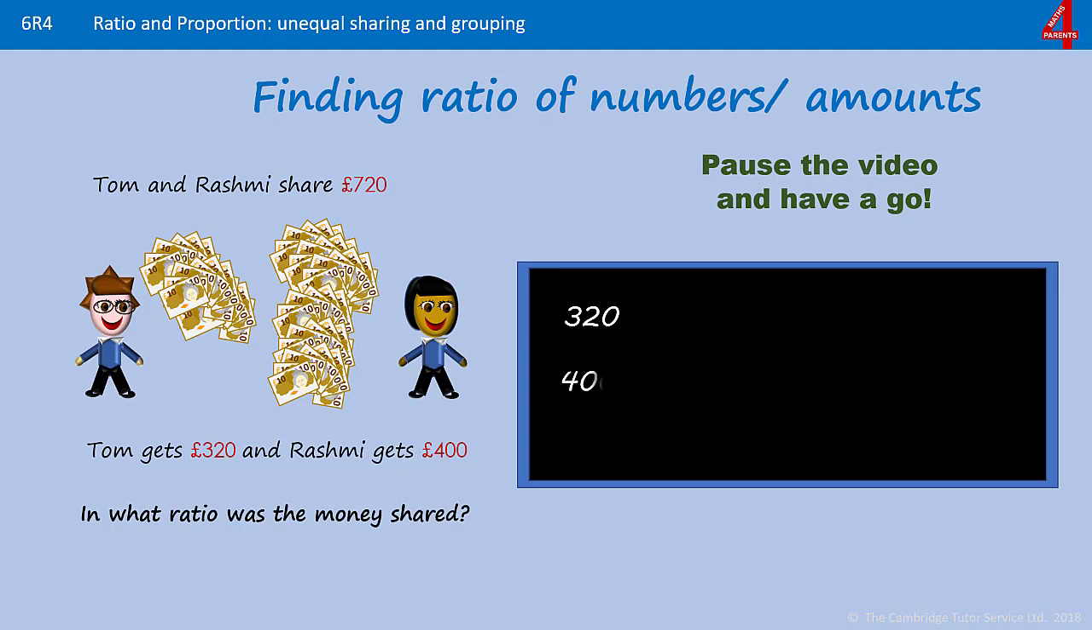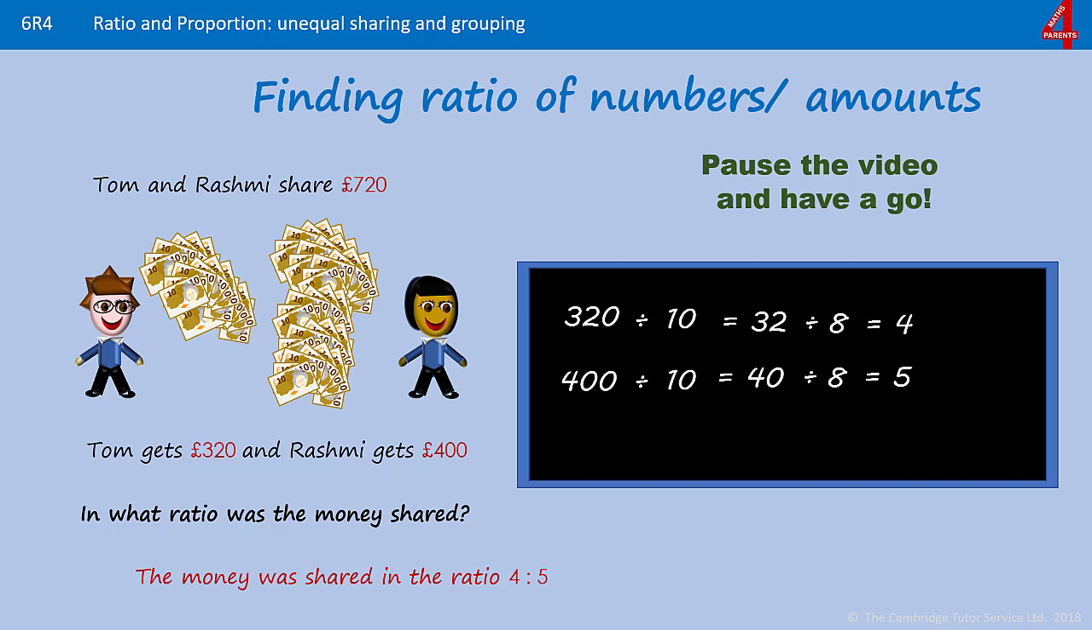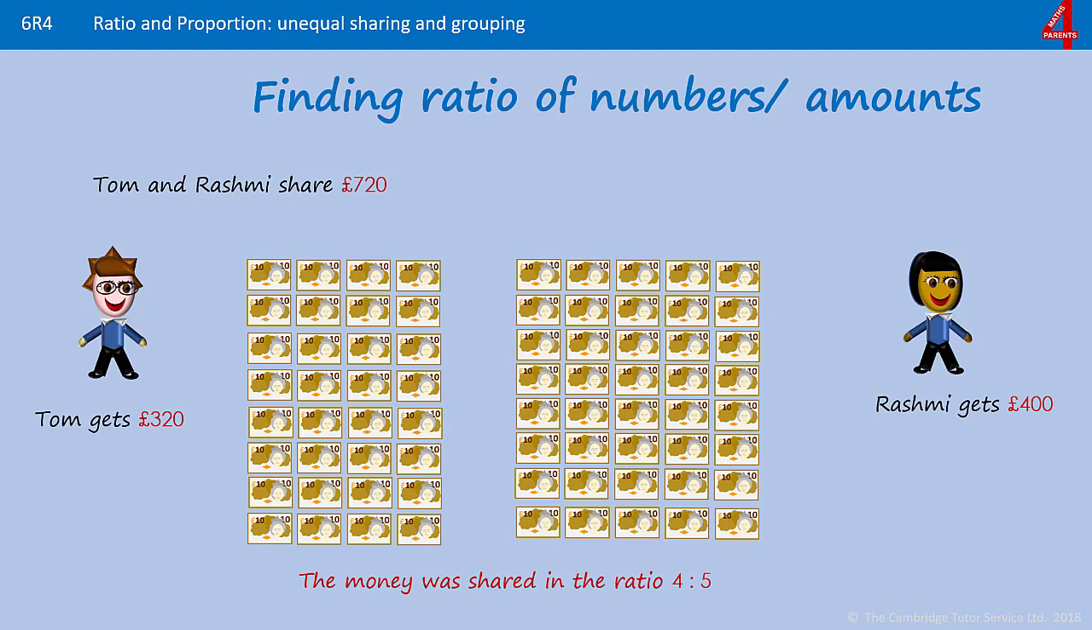Tom gets 320, Rashmi gets 400. I'm going to divide both by 10, so I'm working with easier numbers. 32 and 40 will both divide by 8. 32 divided by 8 is 4, and 40 divided by 8 is 5. So the ratio in which the money was shared, Tom to Rashmi, was 4 to 5. And again, so you can see what this looks like, every time Tom gets 4 £10 notes, Rashmi gets 5 £10 notes. So for every £40 that Tom gets, Rashmi gets £50. The ratio is 4 to 5.